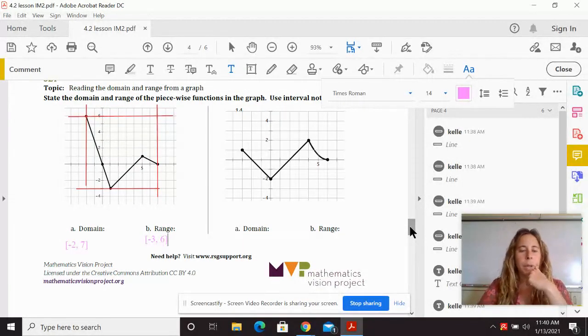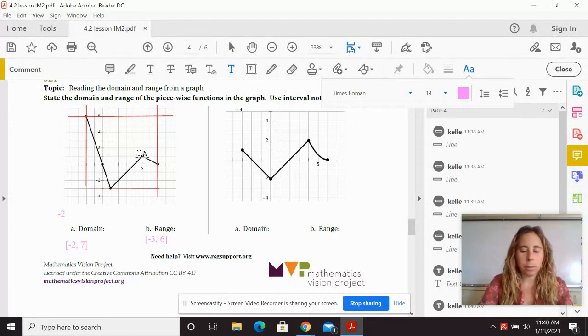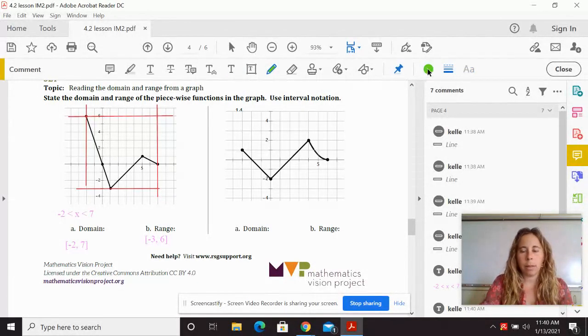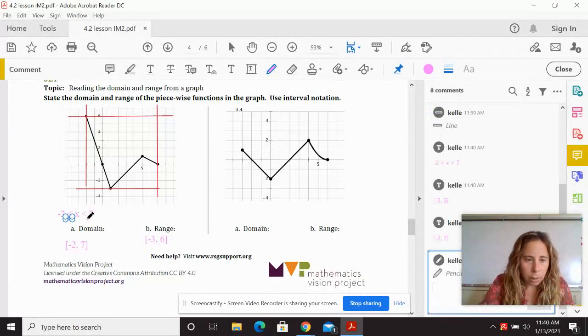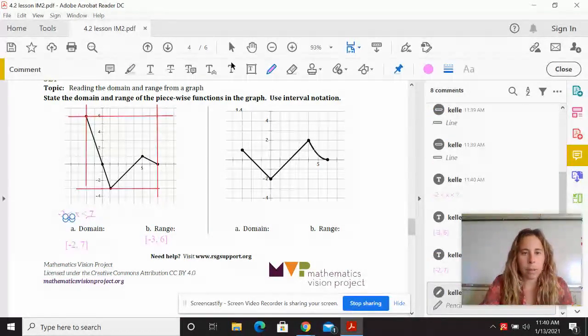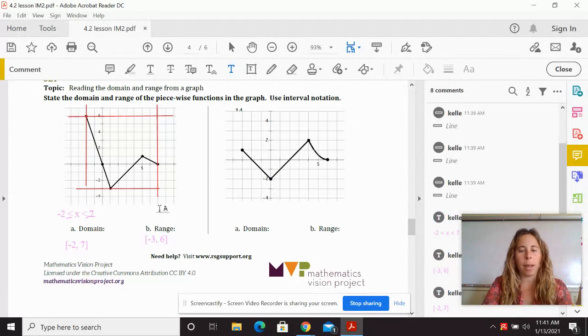If you wrote it in set notation, do I want to do it? Yeah, because that's just how we've been doing piecewise, is in set notation. So it would be x is greater than or equal to -2, and it is less than or equal to 7. Let me draw in my equal signs. So x is greater than or equal to -2, and it's less than or equal to 7. So that's how you would write it in set notation. You could do the same thing with the range. Instead of having an x in the middle, you would have a y in the middle. Okay.